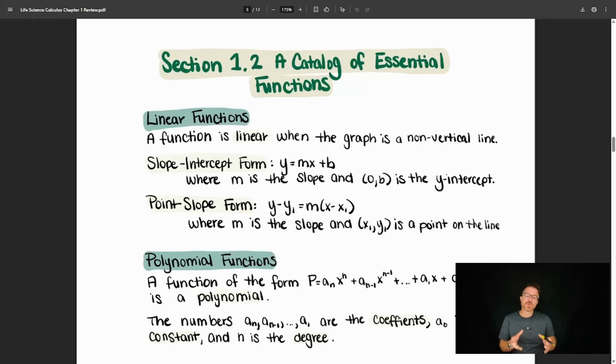So now what we're going to do is look at some of our essential functions that we're going to be using when we're doing calculus. The first is what is called a linear function. A linear function is just any graph that is linear, or a line, that is not a vertical line.